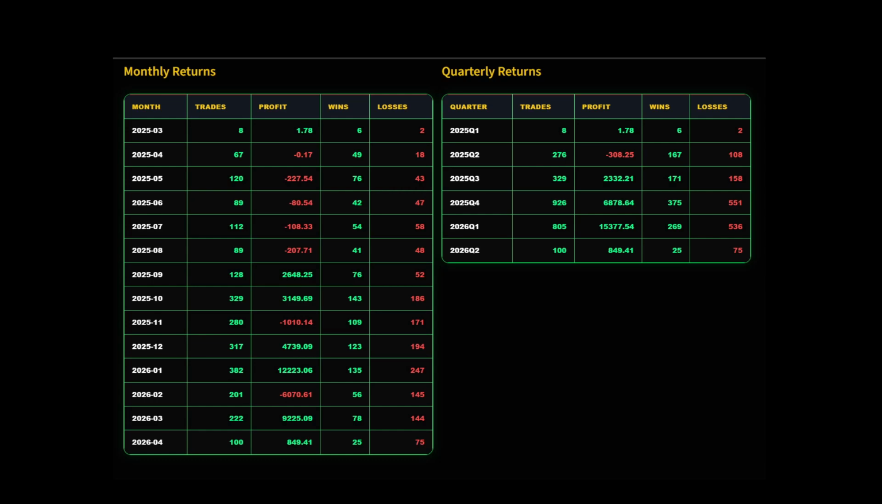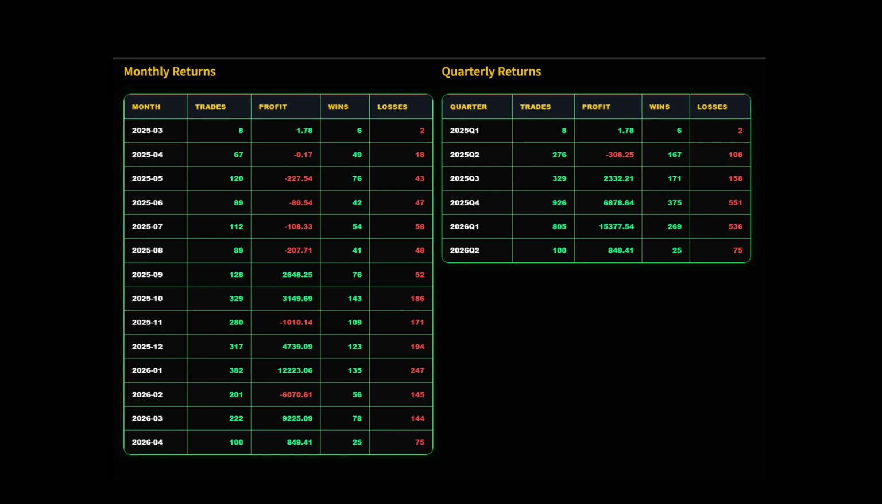So again, the goal is not only to see the final profit. The goal is to understand the path behind the profit. Was the result consistent? Was it concentrated in a few periods? Did the account recover after weak months? Or did one strong quarter hide a lot of pressure? This is why time-based context matters.